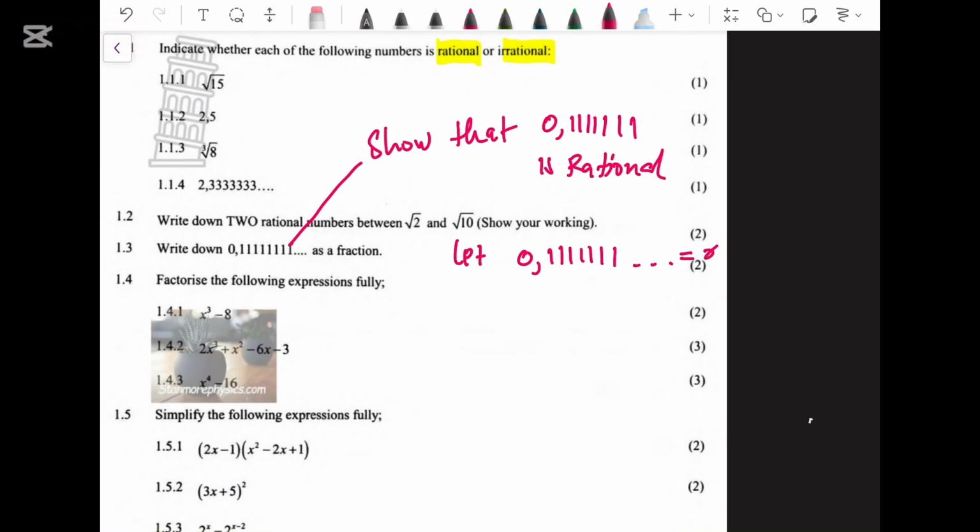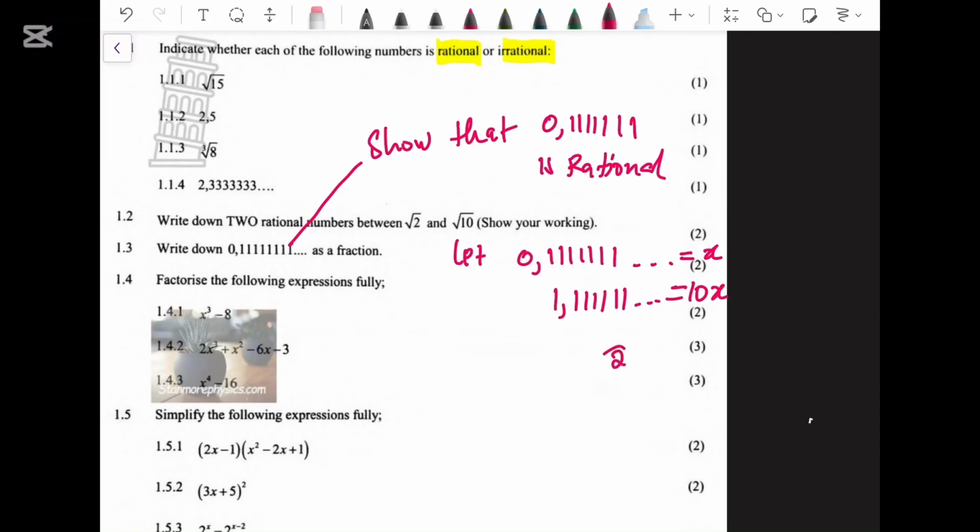If only one number is recurring, you multiply by 10. If you have two numbers recurring, you multiply by 100. If three numbers are recurring, you multiply by 1,000. Here we only have one number recurring, so we multiply by 10. Multiplying both sides, we get 10x is equal to 1.1111111 recurring.